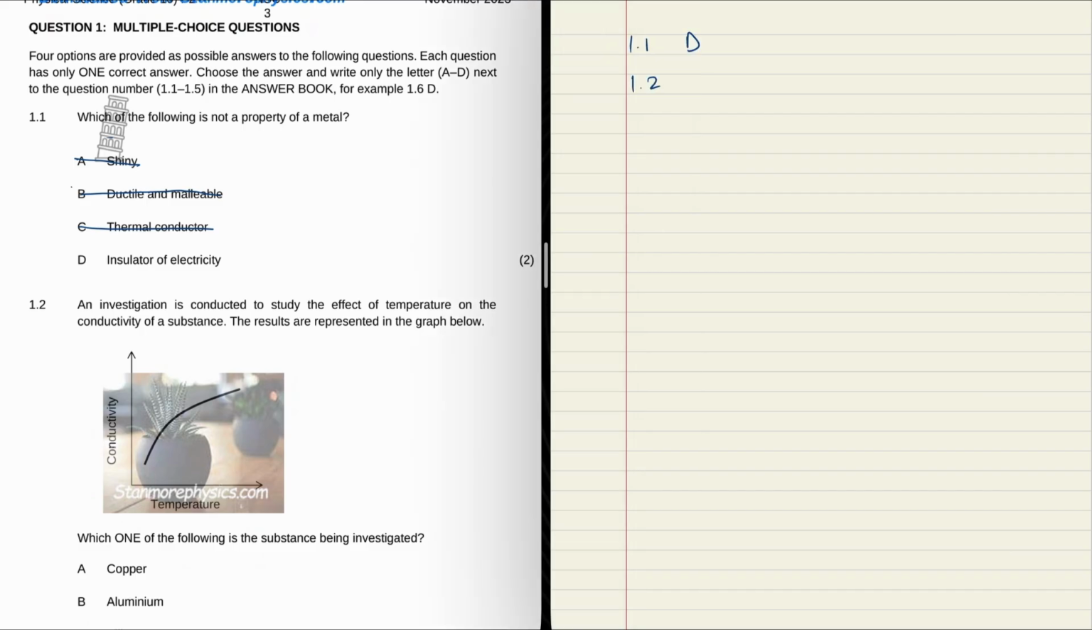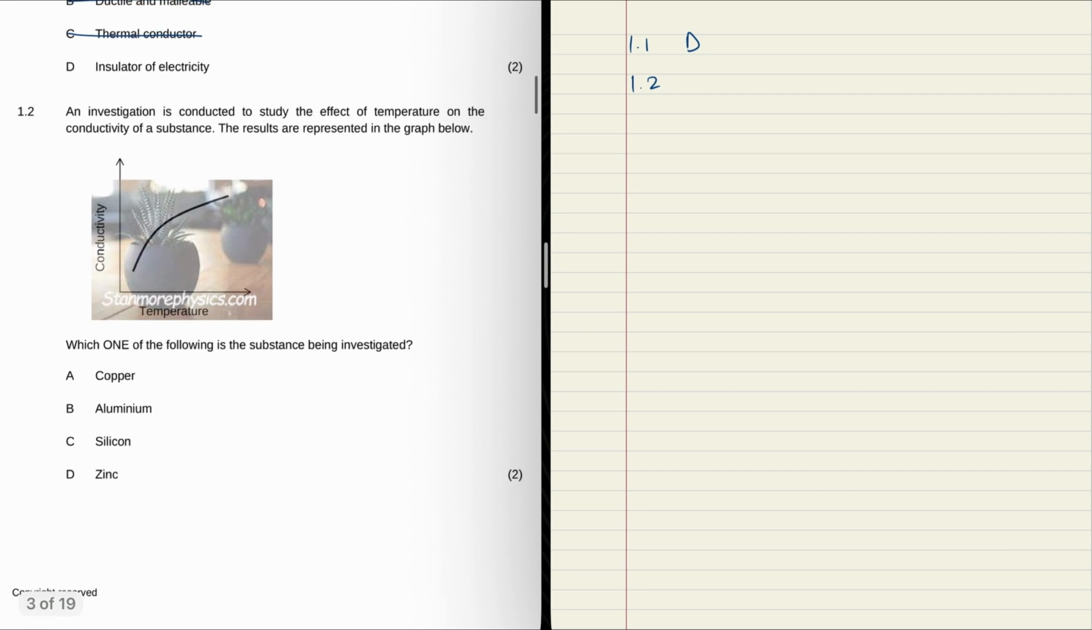Moving on to question 1.2. An investigation is conducted to study the effect of temperature on the conductivity of a substance. The results are represented in the graph below. So from this graph, we can see that as the temperature is increasing, conductivity increases initially, but then starts to decrease. So which one of the following is the substance being investigated? So copper, aluminium, silicon, or zinc.